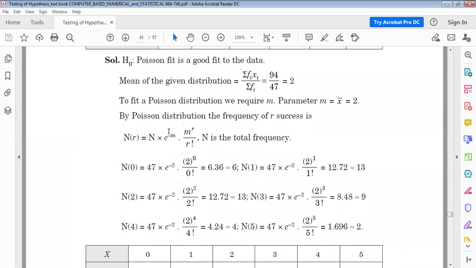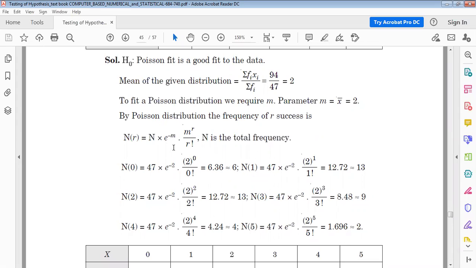Now for the Poisson distribution, the frequency for r successes is given by the probability distribution function: capital N times e to the power minus m, m to the power r, divided by r factorial. This comes from the Poisson distribution formula, where capital N is the total frequency. For r equals 0, N equals 47, m equals 2, so 2 to the power 0 and 0 factorial. This gives 6.36, which we take as approximately 6.